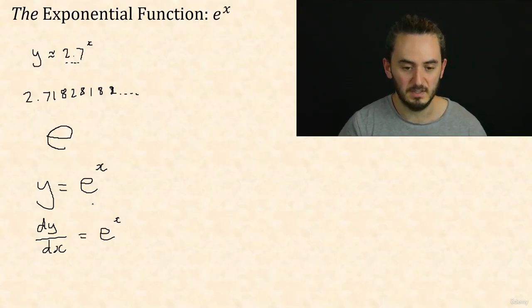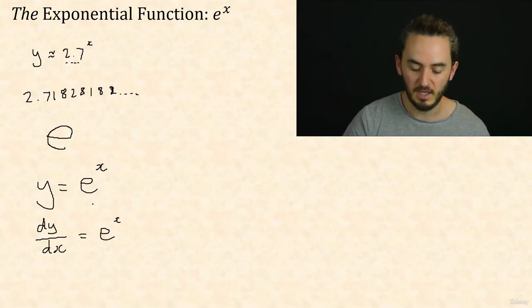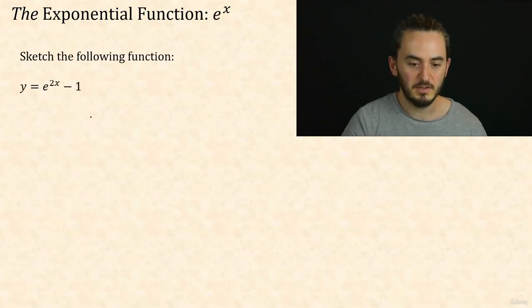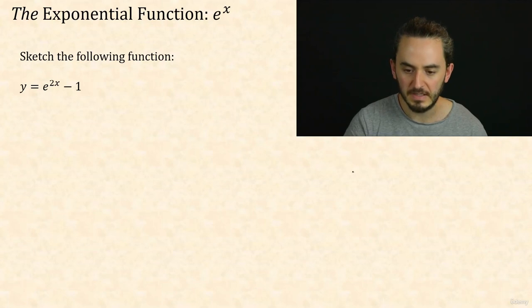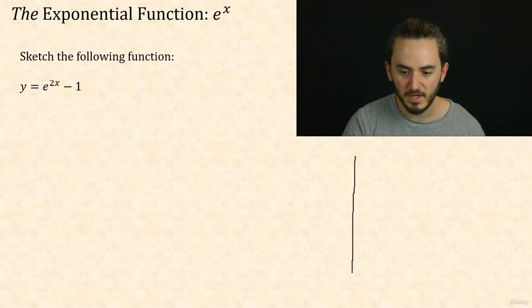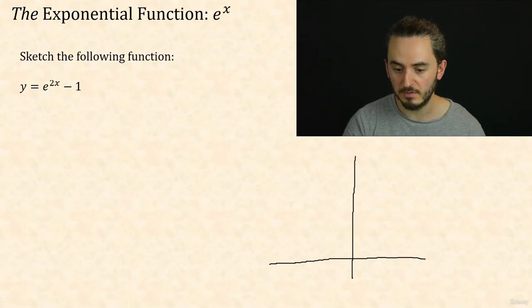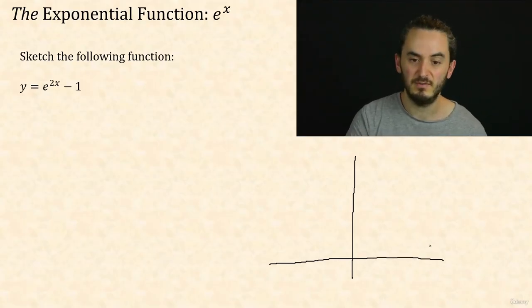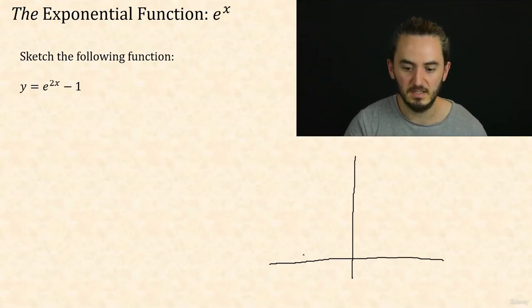Let's explore this a little bit more and let's just get used to what its graph looks like and what the different sorts of transformations of its graph look like. Okay, so can we sketch the following function, e to the 2x minus 1? Well, look, e to the x, in terms of its shape anyway, is just a plain old exponential function. The base is 2.7 roughly, so nothing particularly special about that.